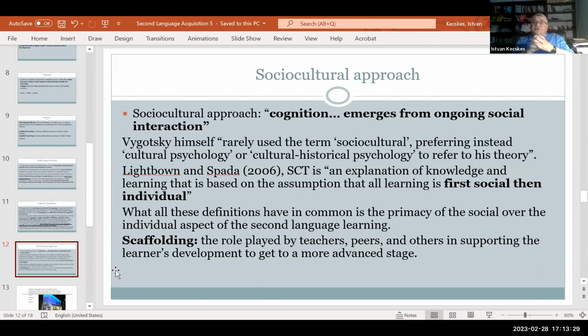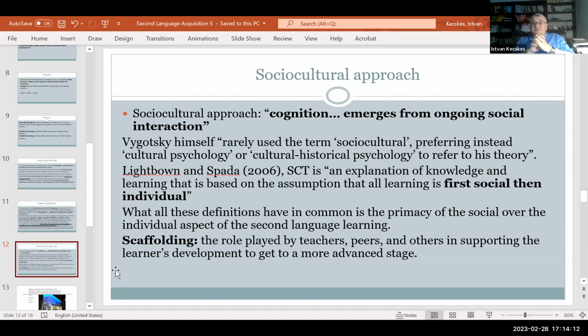And the last one is the sociocultural approach. So be careful, do not mix it up with the socio-cognitive approach. It is a sociocultural approach, and this is the Vygotskian approach, who used other labels for his theory, like cultural psychology or cultural historical psychology and several others. The most important thing here is that learning is primarily social and not individual. So we have to put emphasis on the social side of learning.